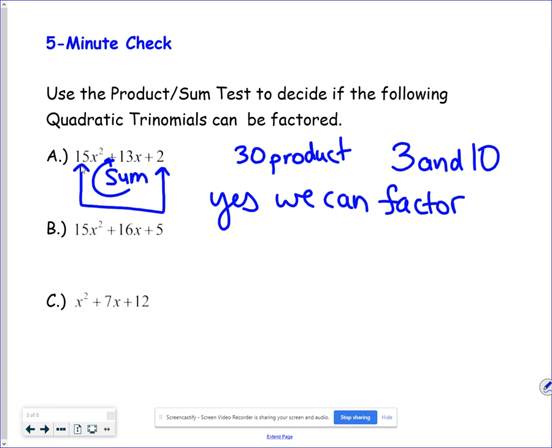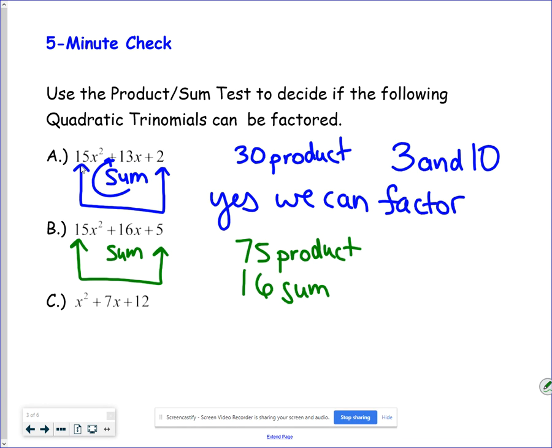Right, so let's look at B. Can I factor this quadratic trinomial? Well, I'm going to do the same thing. We're going to do a product sum. So 16 is my sum, and then 15 times 5. 15 times 5 is 75. So did you find two numbers that multiply to be 75 and add to be 16? No, you can't. There are no two numbers that multiply to be 75 and add to be 16. So no, we can't factor this.